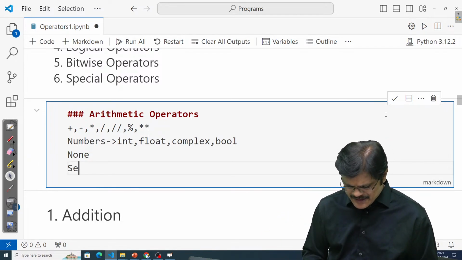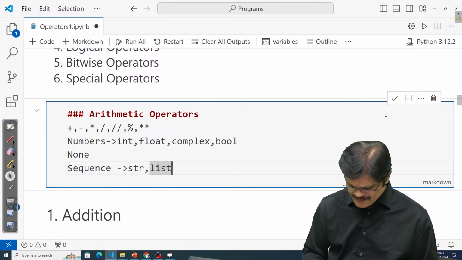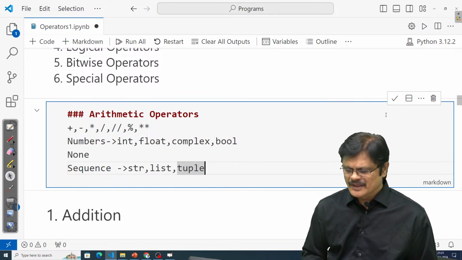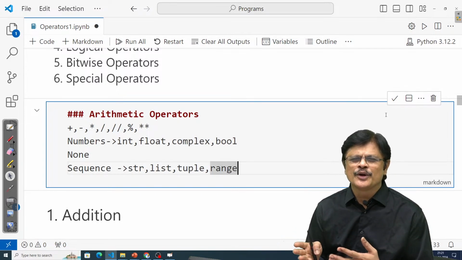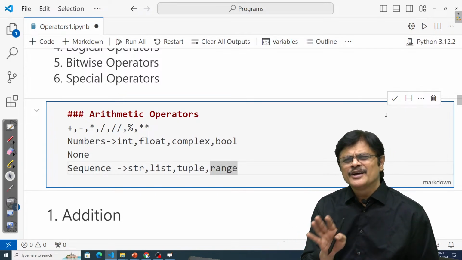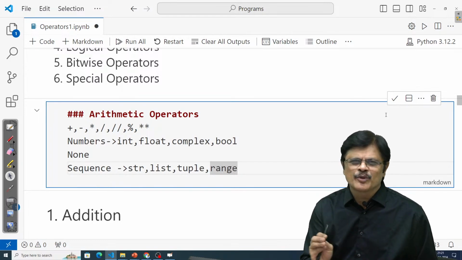Then we also have the sequence data types. What are the sequence data types we have? String, list, tuple, range, bytes and bytearray. I'm not going to talk about those bytes and bytearray. If you just know about them, that is more than enough, my dear friends.